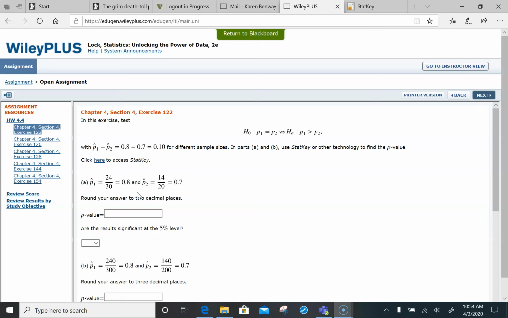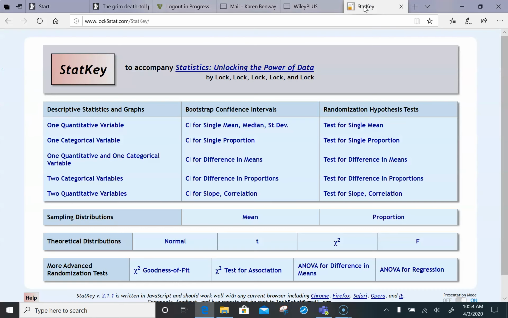P1 hat is 24 out of 30. P2 hat is 14 out of 20. And I'm going to be trying to find the p-value first. So to do that, I come into STAT1. I'm doing a randomization hypothesis test for difference in proportions.